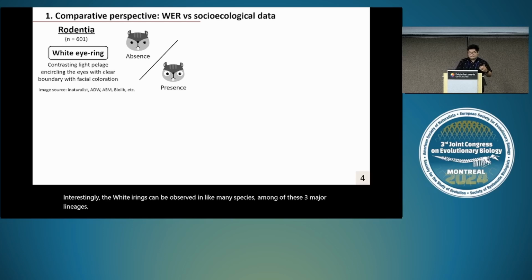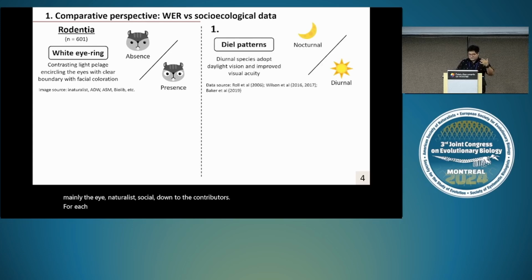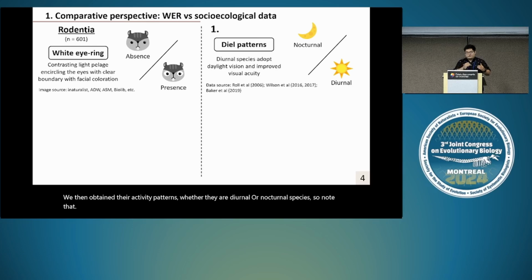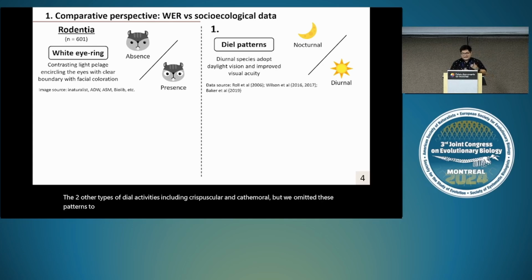So in this study, we collected images from 600 rodent species from internet sources, mainly iNaturalist. So shout out to the contributors. For each species, we then obtained their diurnal activity patterns, whether they are diurnal or nocturnal species. Note that there are two other types of diurnal activity, including crepuscular and cathemeral, but we omitted these patterns to simplify the data analysis.